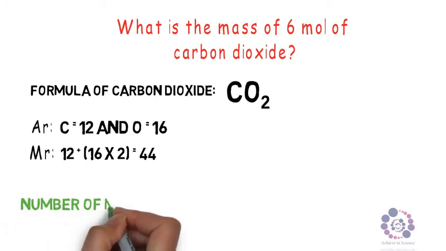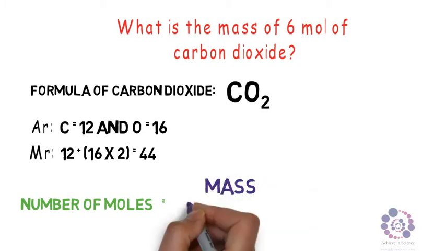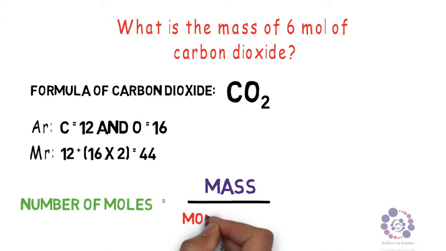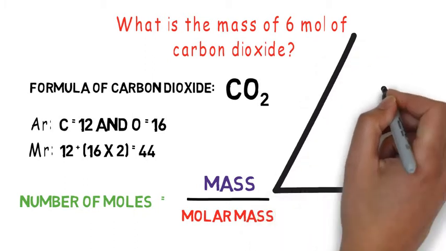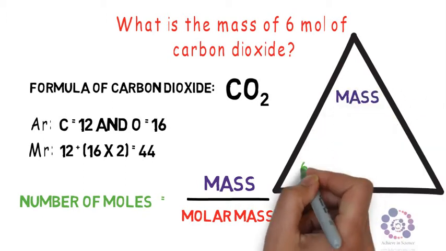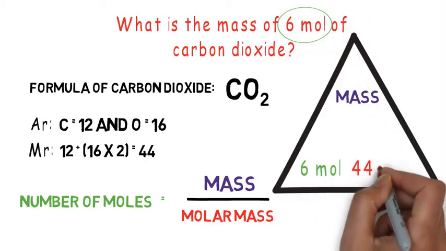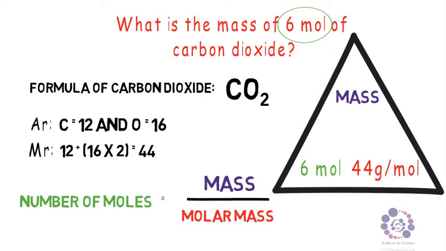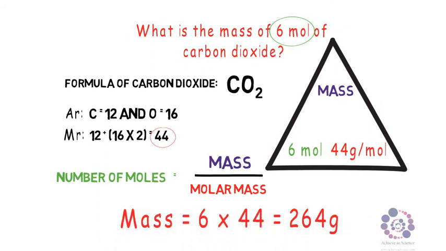Now if we use the equation number of moles equals the mass divided by the molar mass, we can also rearrange this using the triangle, inputting the numbers in the relevant places. In this question we are trying to work out the mass, and we know from the question there are 6 moles, and we know from our calculation there are 44 grams per mole as its molar mass. And therefore we can do the calculation to work out the mass: 6 times 44 gives you 264 grams.